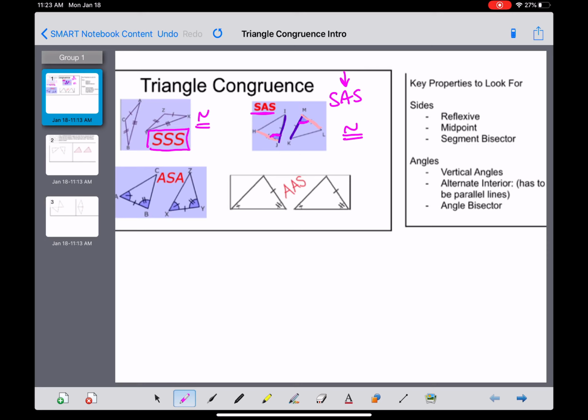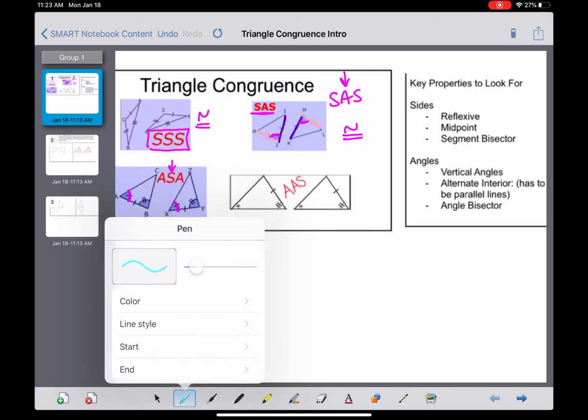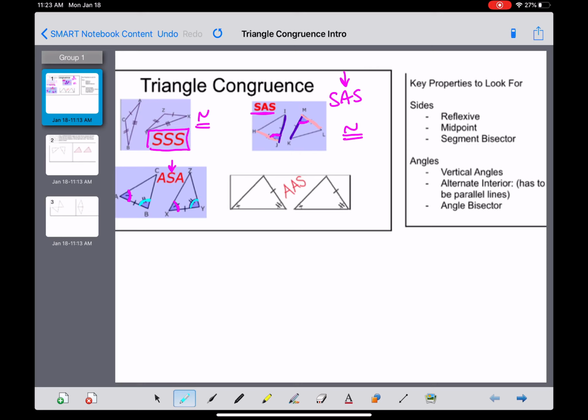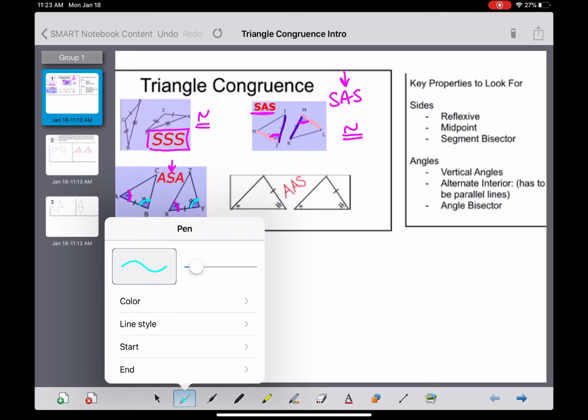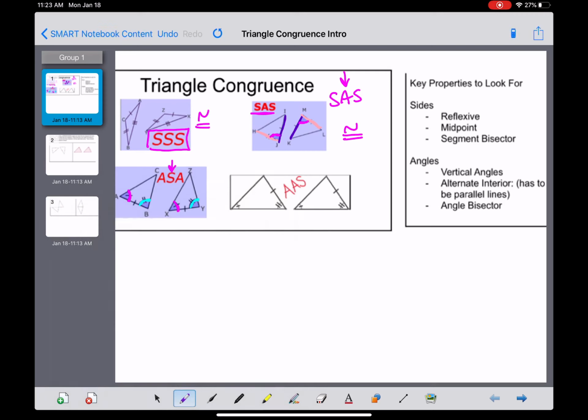Our next shortcut is very similar. Angle, side, angle. However, this time, the side is included. So if I mark my tick marks or my arc marks that are congruent to each other, notice that the side that is congruent to each other is in the middle of those two angles. So if we can find the pattern of angle, side, angle, then we can conclude that the two triangles are congruent.